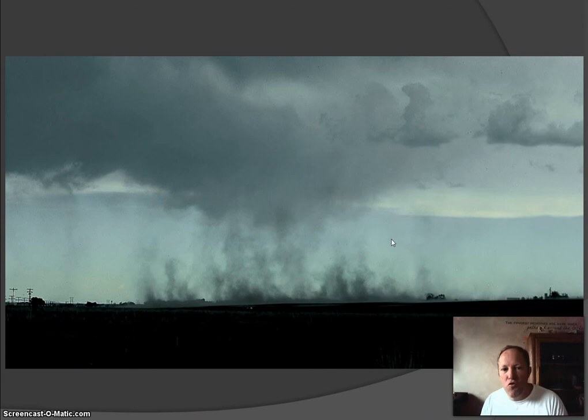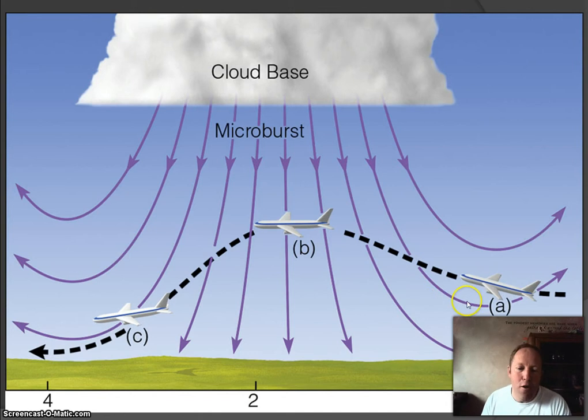For a dry system, a very dry single cell thunderstorm, the precipitation may be evaporating before it reaches the ground, in which case you get a microburst like this. And this is what a microburst looks like. Now, aircraft flying through this is what they would experience.